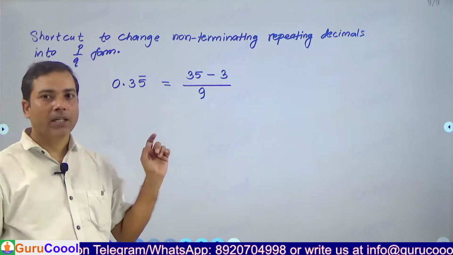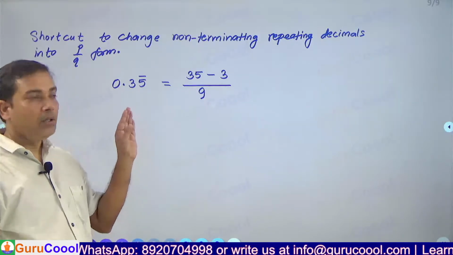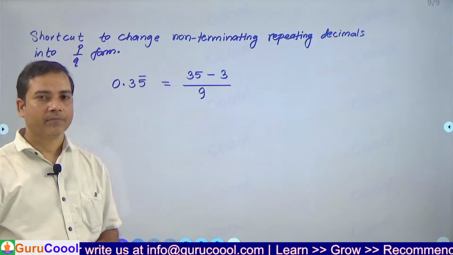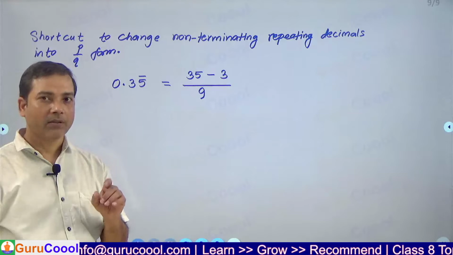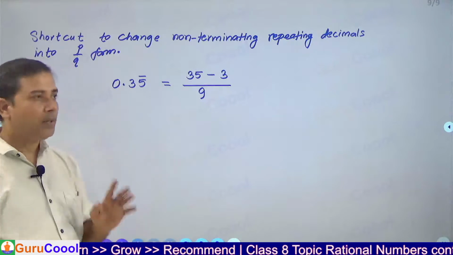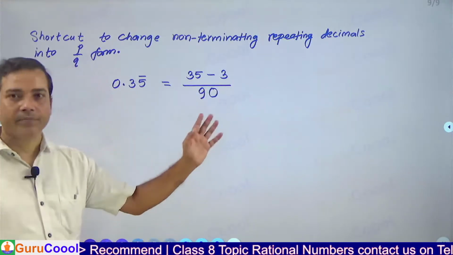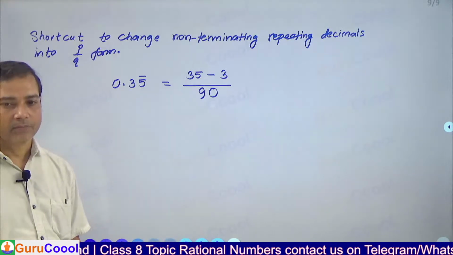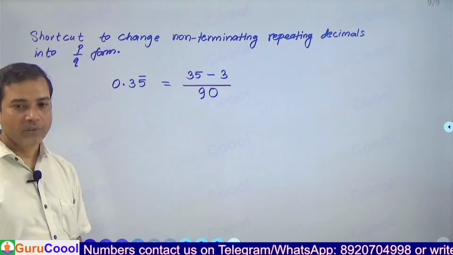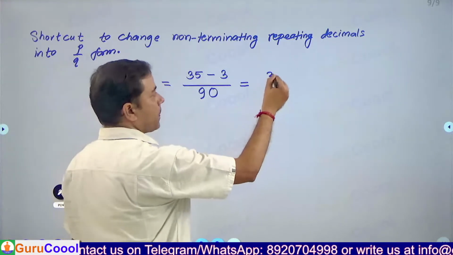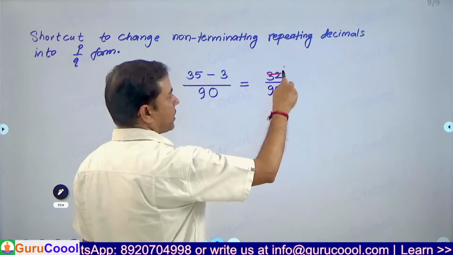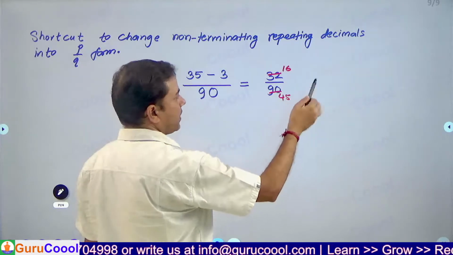Now see how many digits are there on the right side of the decimal without the bar sign. Only one. So put 1 0 here. Done. So we don't have to subtract them. Yes. 32 by 90. And then cancellation, and you got the answer.